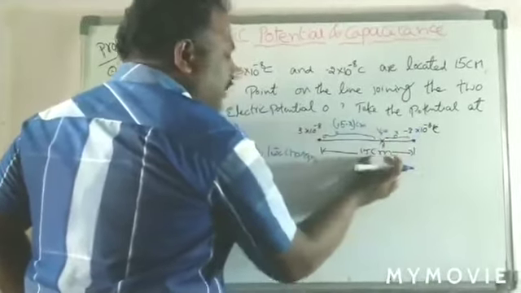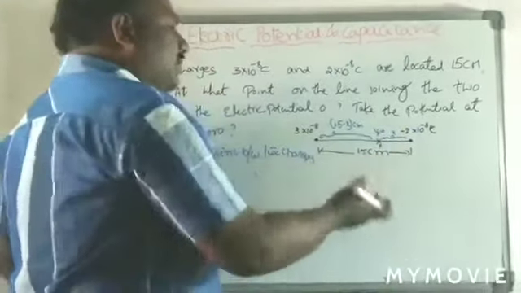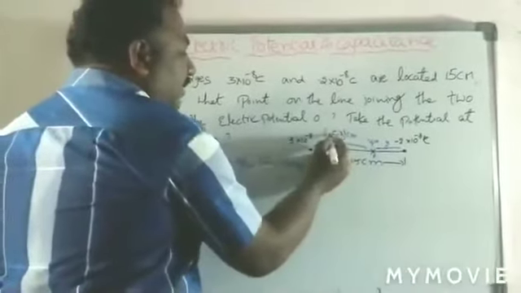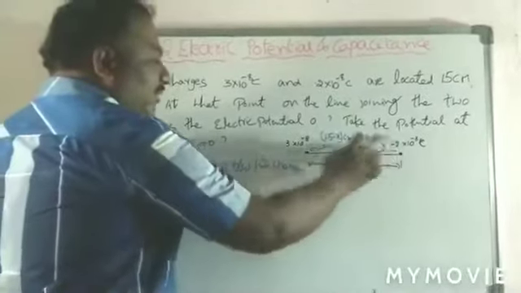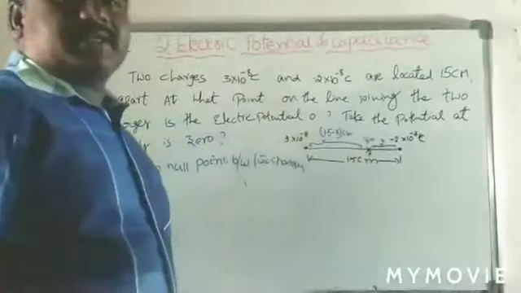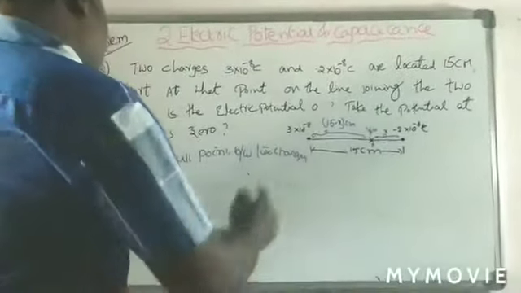There is no need to change units. If you want to change, you can, but you can directly calculate in centimeters without changing into meters. So this is x centimeters and this is 15 minus x centimeters. See how to solve this one.